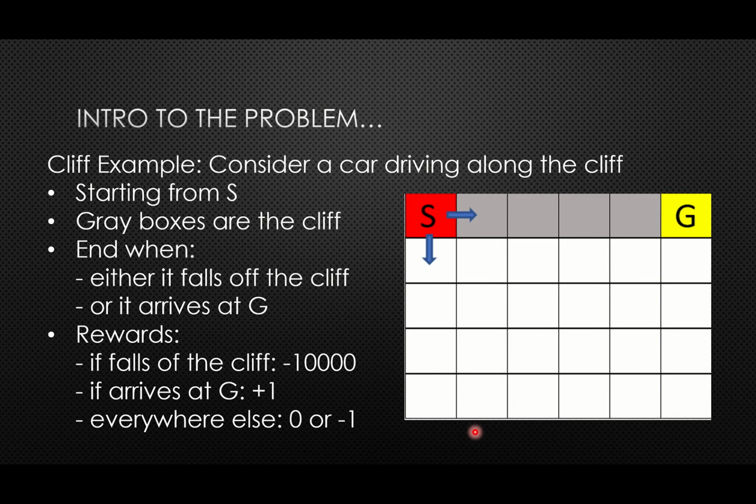The portfolio management problem is very complicated to manipulate at first glance, so we use a simpler example to demonstrate the reinforcement learning methods. A car drives from S to G along the cliff, which are the gray boxes. We penalize the car with a very large negative reward for falling off the cliff, and we compensate the car for arriving at G. And we can also penalize the car for wasting time hanging around the white boxes with a smaller negative reward, -1.